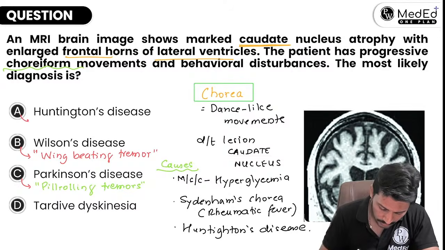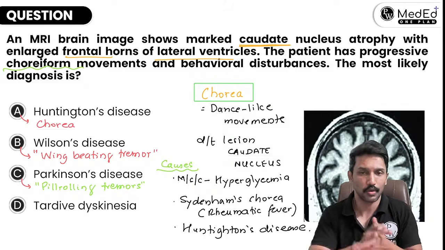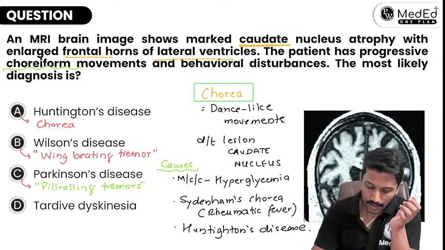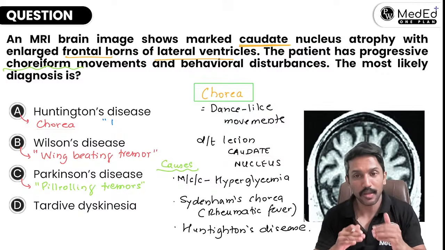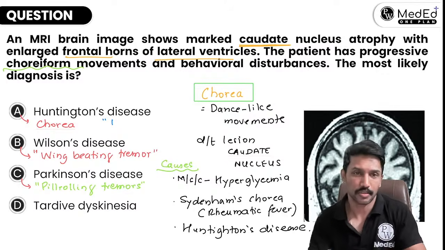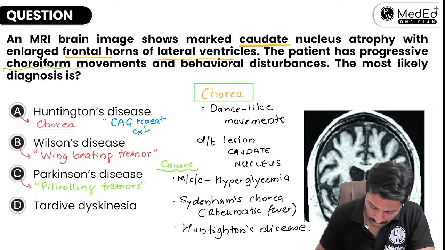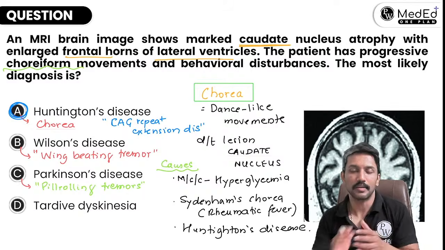It is Huntington disease where we get to see chorea, and that's why often Huntington disease is also called Huntington's chorea. So you can call it Huntington's chorea or Huntington's disease. And it is an inherited disorder. It's a trinucleotide repeat extension disorder, or CAG repeat extension disorder. So there is an excess number of CAG repeats. So our answer for this question should be option A, Huntington's disease.